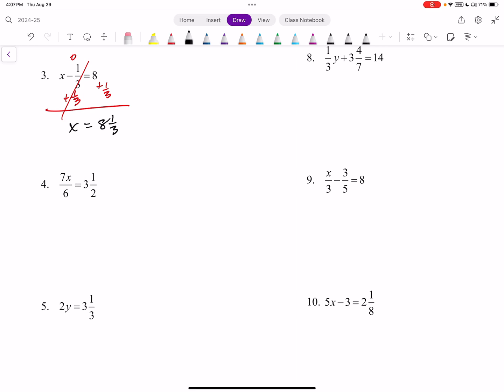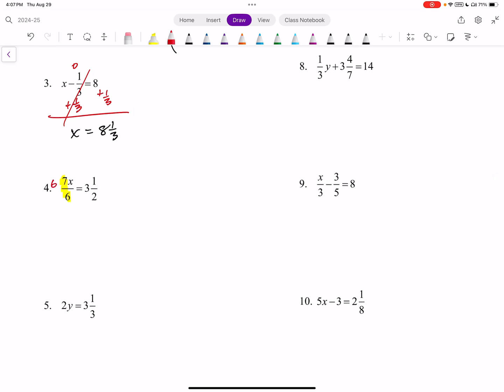What we want to do is multiply by the reciprocal. Here we got 7/6 times something equals 3.5. So you look at your fraction here and you want to multiply by the reciprocal, which is 6/7. Okay, so right here, multiply by the reciprocal. You heard me say that in class. It's a part of our first lesson. Okay, multiply by the reciprocal.